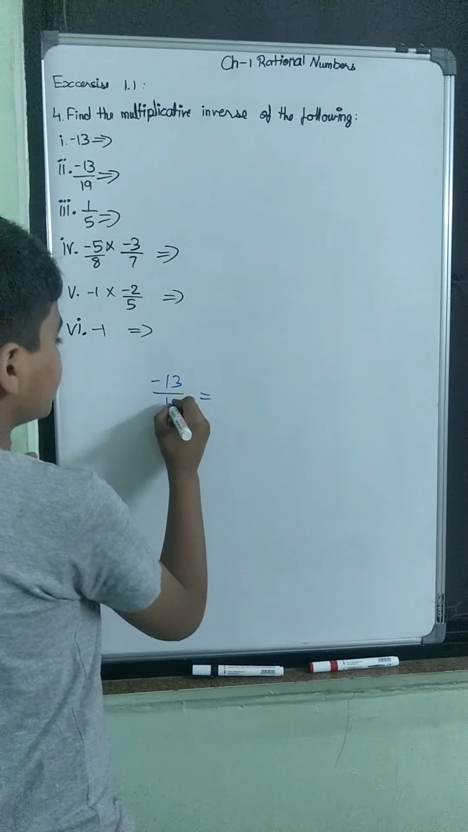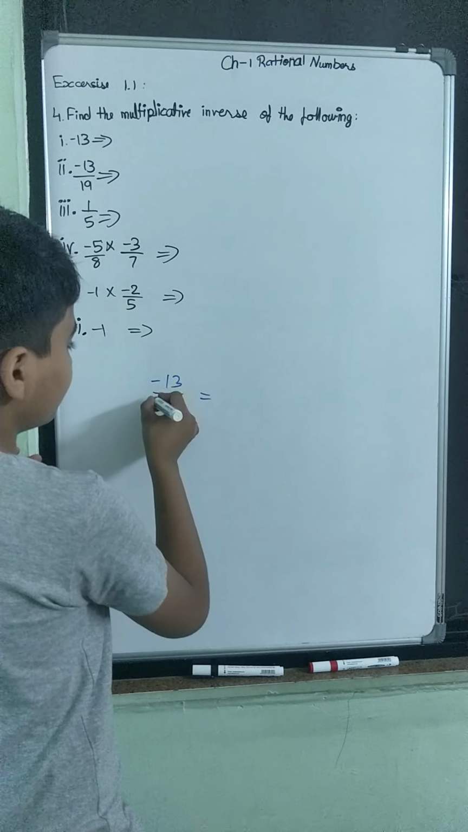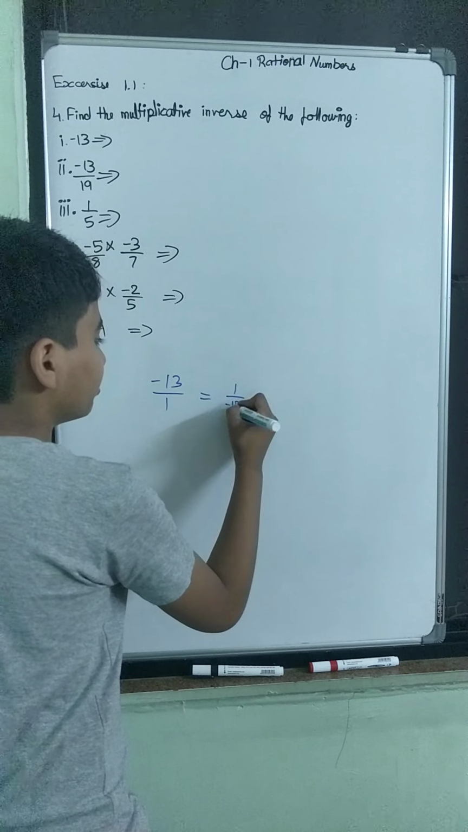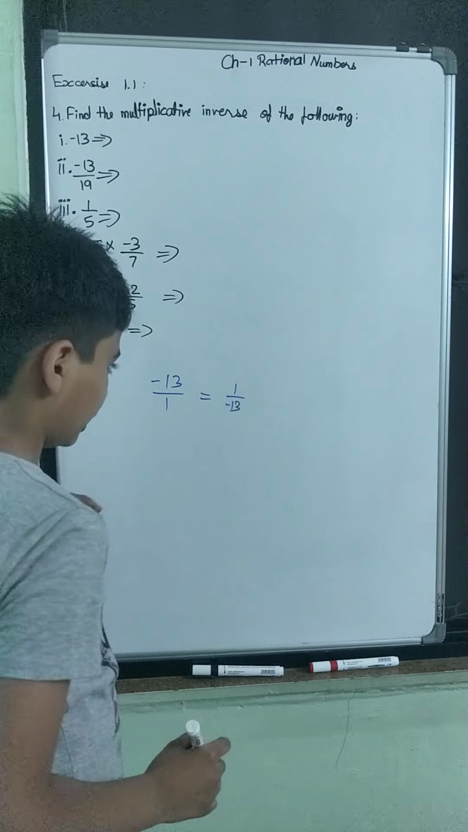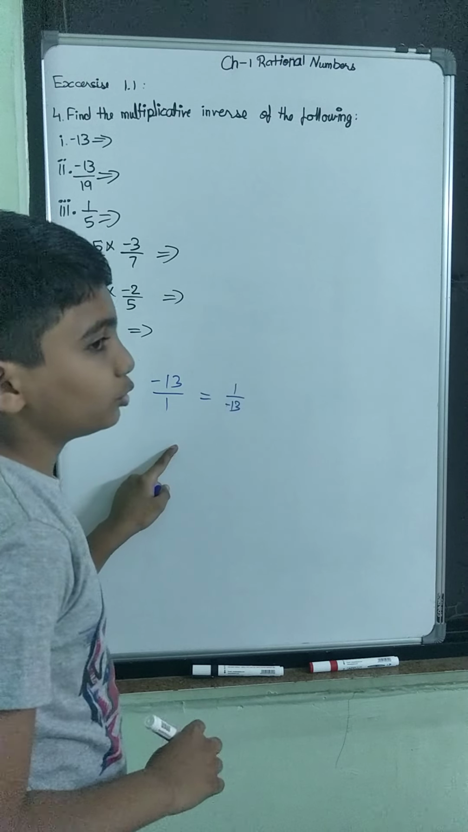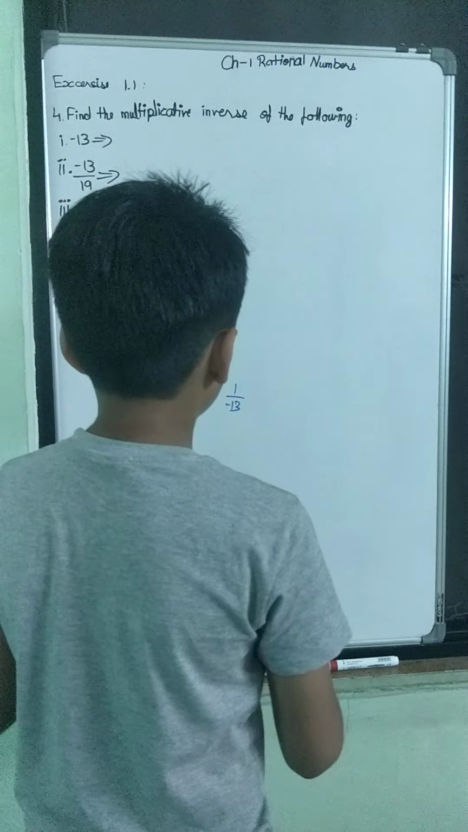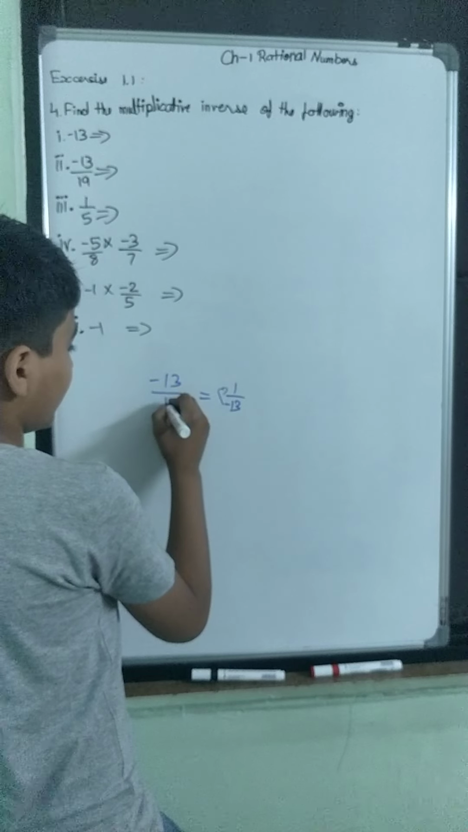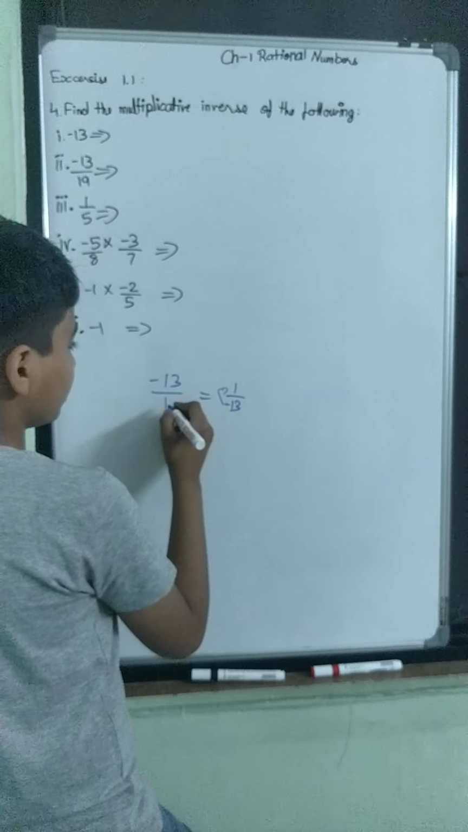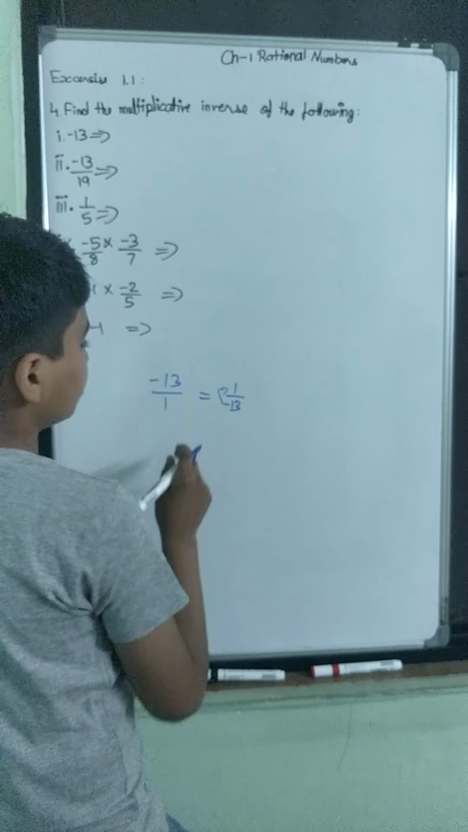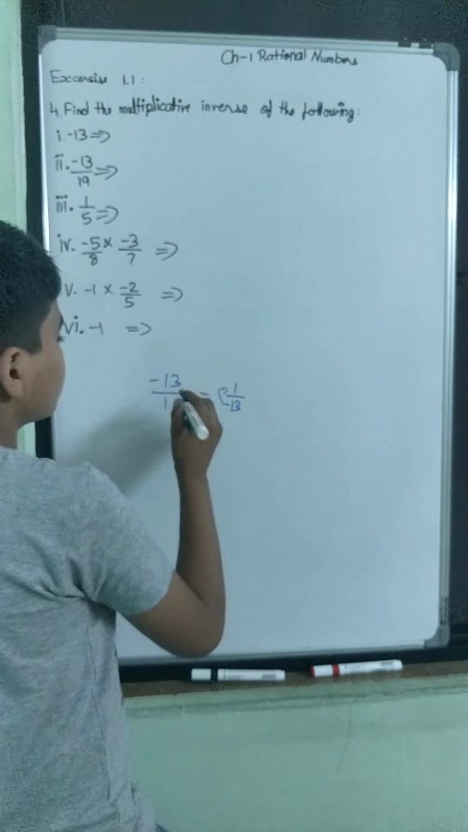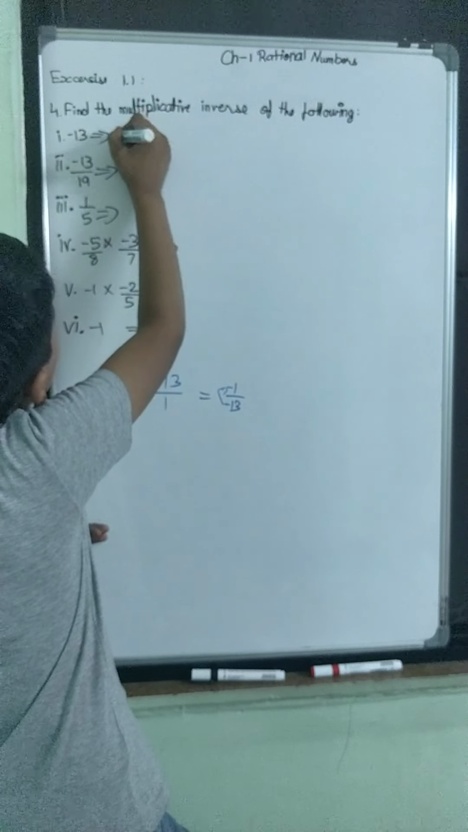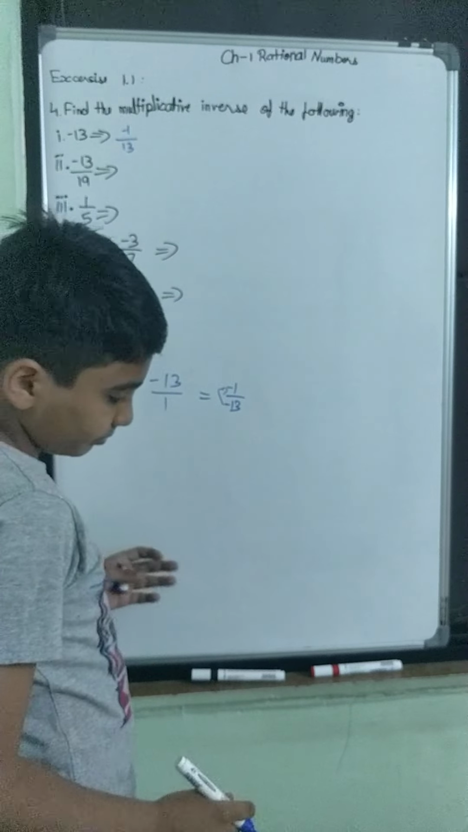Now, if we put the denominator in the numerator and the numerator in the denominator, we get the answer as 1 by minus 13. But we have the negative sign in the denominator, which we do not want at all. So what will we do? We will just move the sign over here. Or we can also say that we will just change the position of these real numbers. So 1 by minus 13, so minus 1 by 13.